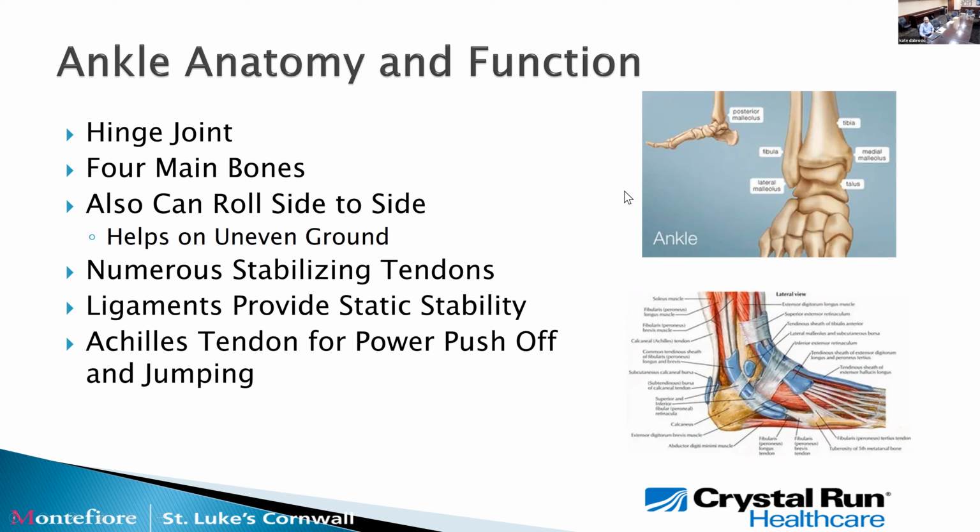The primary function, as I said, is to be a hinge. However, particularly the joint between the calcaneus, the heel bone, and the talus can actually roll and can help provide some stability or balance on uneven ground. There are numerous tendons around the ankle. We won't go through all of them right now, but as we discuss the conditions related to them, we can go through them. These primarily help to stabilize the ankle. There are some also that help it move as well.